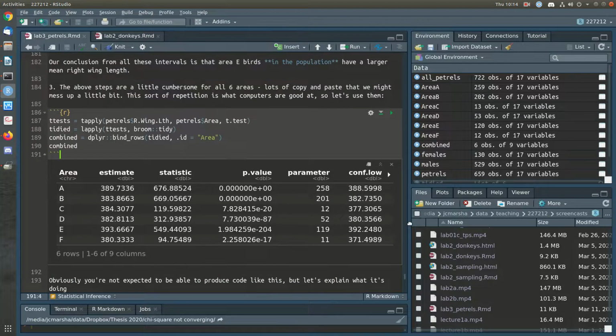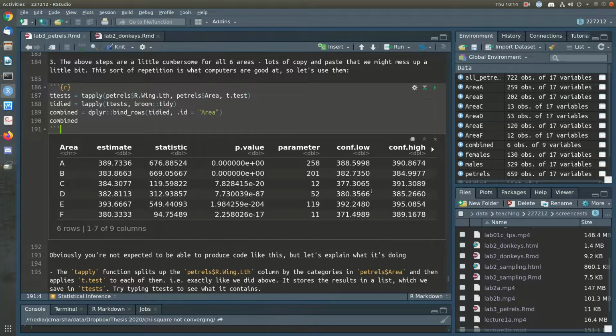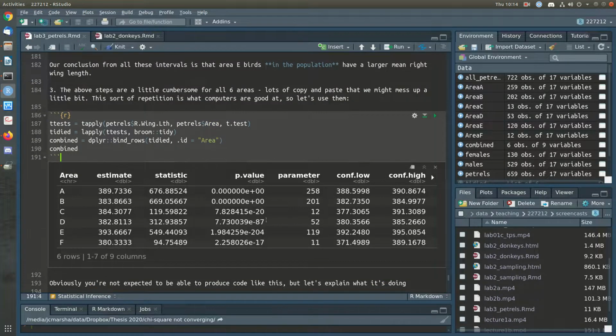Okay, so if we run that, we get a nice concise summary of the above. I'll make it a bit wider so you can see that. It's the exact same information, it's just been tidied up a bit. You can see that for each area we have our estimate, that's our estimate for the mean right wing length. We've got a bunch of other information that we will discuss later on. And then we have our confidence low and our confidence high, so there's our confidence interval. Again, you can easily see area E here: the lowest it can be is 392.2, but the highest all the other areas can be is 391. So area E again is higher than the others.